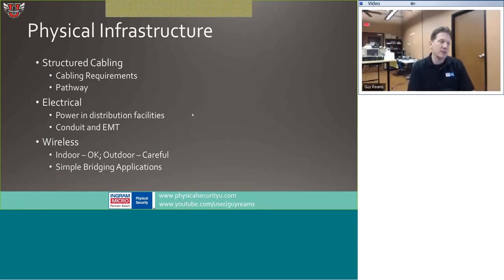So, physical infrastructure is a big deal in schools. You always need to investigate the cabling requirements and the cabling pathway that goes from a camera to a distribution facility. This is something that you just have to do. You cannot ignore it. You have to get a cable from the camera to a distribution facility.